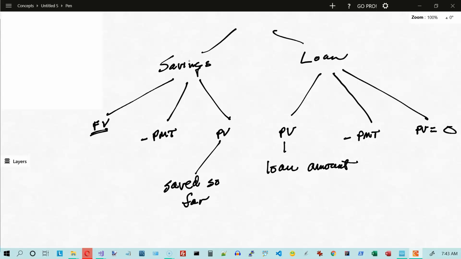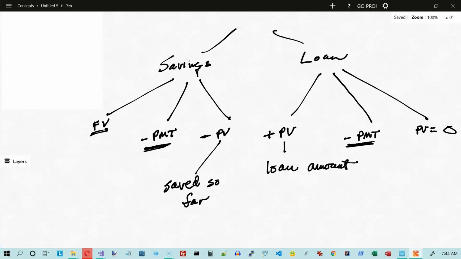And there is one other thing you need to keep in mind when you're doing all this. The payment is always going to be negative, regardless of whether it's a savings problem or a loan problem. But the present value in a savings problem is always going to be a negative number as well, because that's basically like payments that you have already made before we started the calculation. When you're doing a loan problem and you have to fill in the present value, that's always going to be a positive number.